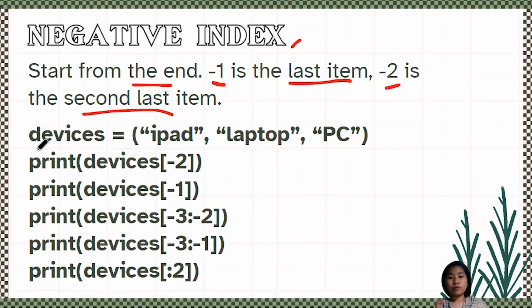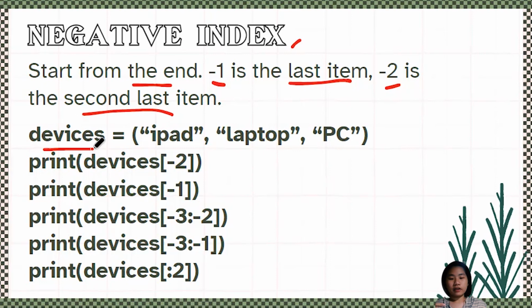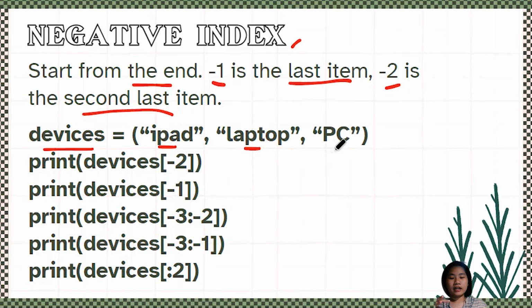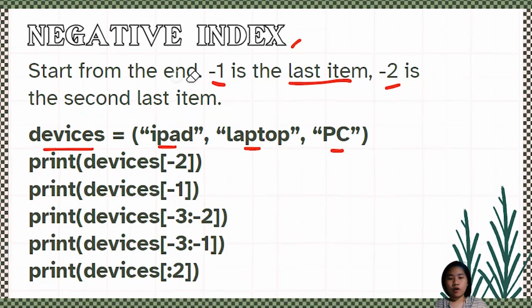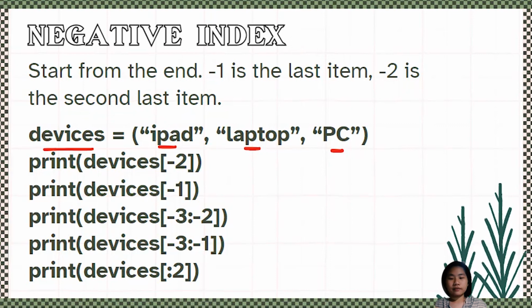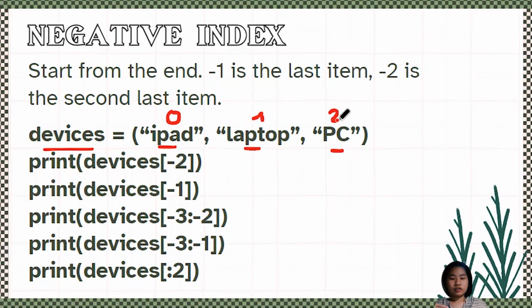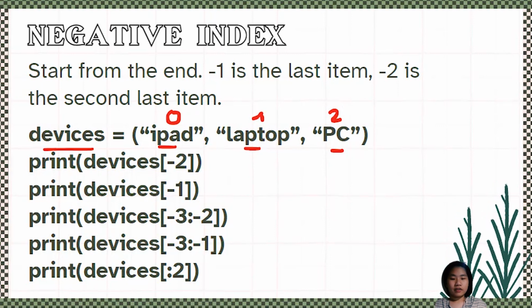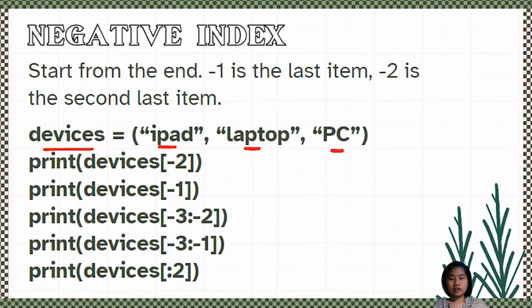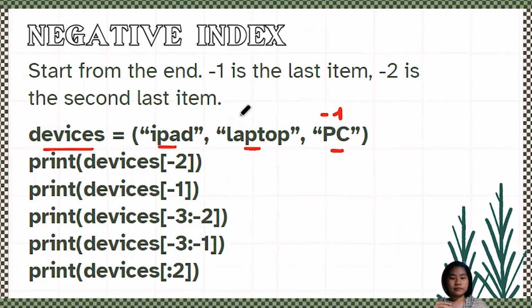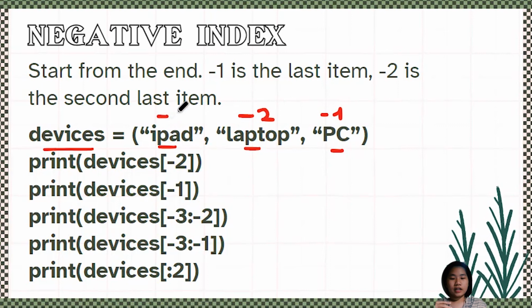We have a tuple named devices over here, okay? And in devices, we have iPad, laptop, and PC. So if we're just going by regular indexing, iPad would be at number 0, laptop would be at number 1, and PC would be at number 2, okay? But with negative indexing, let me just erase this quickly because I'm running out of space. With negative indexing, it is negative 1, negative 2, and negative 3, okay?